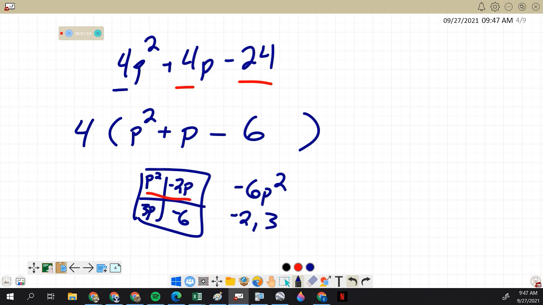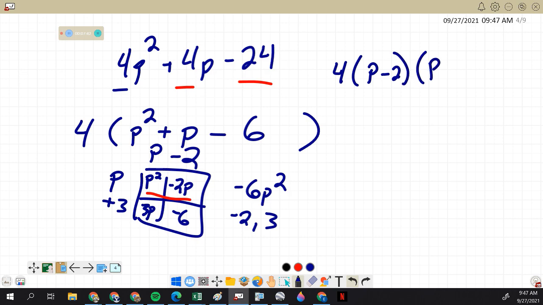What does the first row share? A p. If I remove a single p, then I get p minus 2. And if I take a p out of the left column, then I get p plus 3. So the answer is 4 times p minus 2 times p plus 3. So I do need the 4. It is one of the factors.